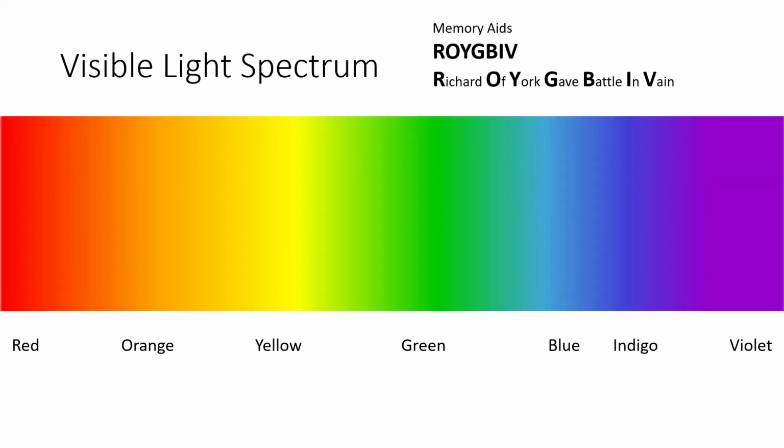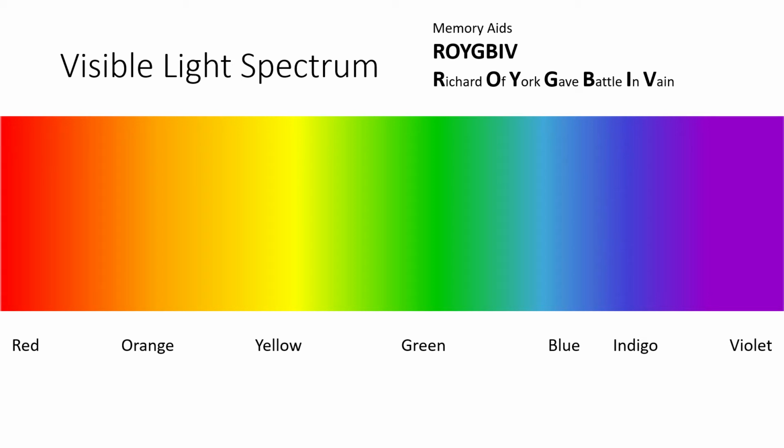So here we have the visible light spectrum in correct order. We have red, orange, yellow, green, blue, indigo, and violet. You need to remember these in correct order. Examinations may give you 3 of them and ask you for the other 4. Or they may give you 4 of them or 5 of them and ask for the missing 2.